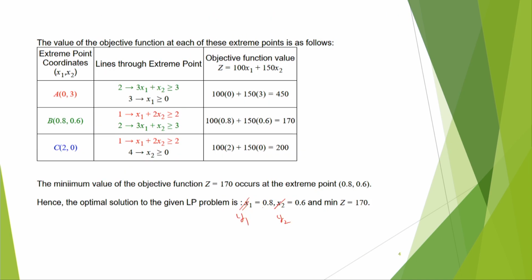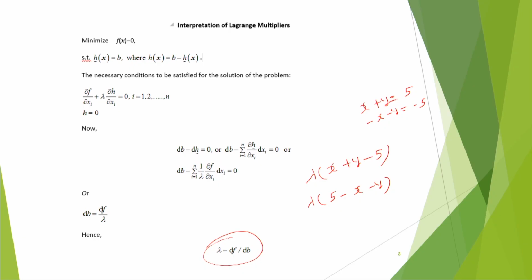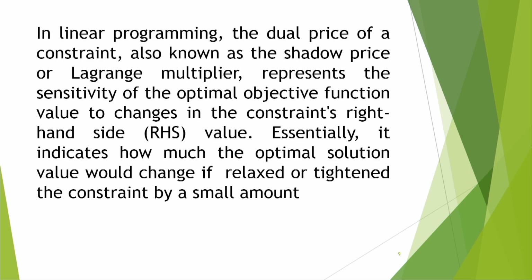So my profit is going to increase only, it will not decrease. Anyway, I am asking you to understand the things, but here I did lambda is equal to df by db. So df by db means if I change b by 1 unit on the right hand side, how much my profit changes. So, in linear programming, the dual price of a constraint, also known as the shadow price or Lagrange multiplier, represents the sensitivity of the optimal objective function value to a change in the constraint's right hand side value. So you understand that the correspondence is this.